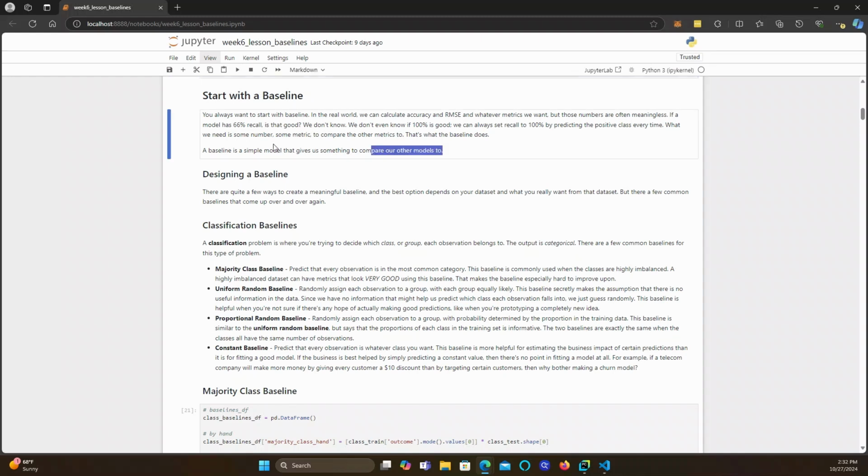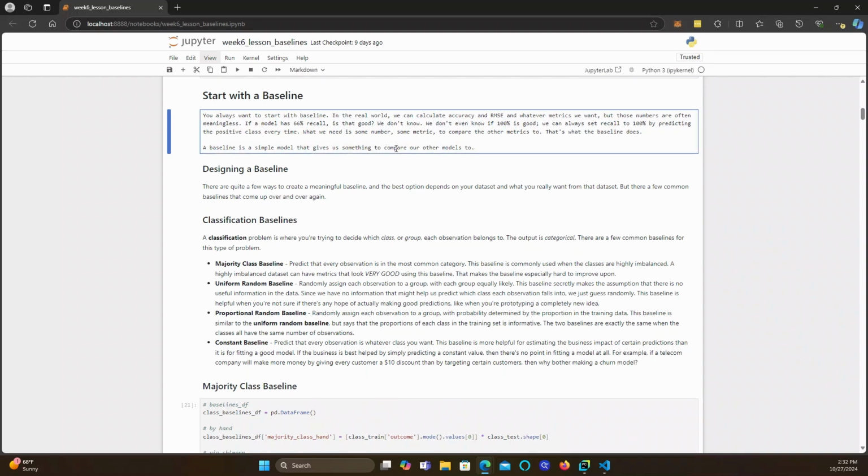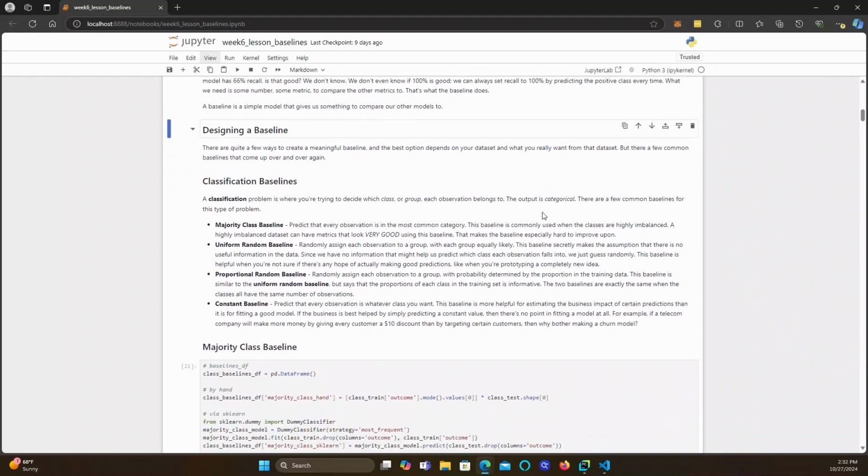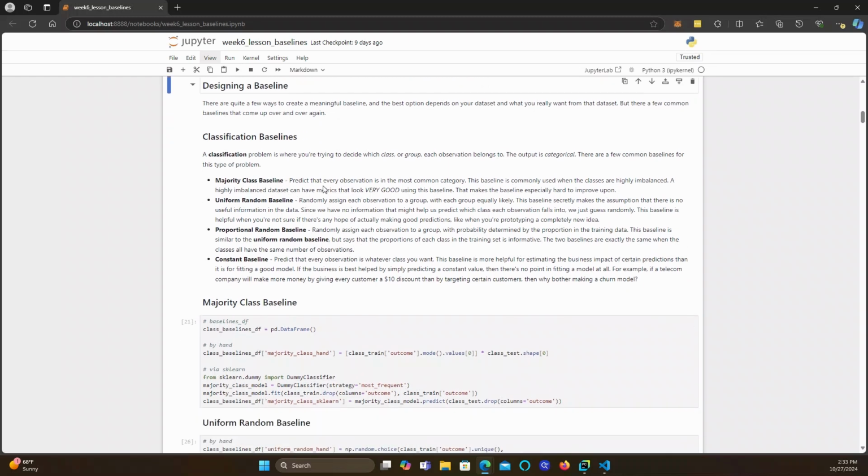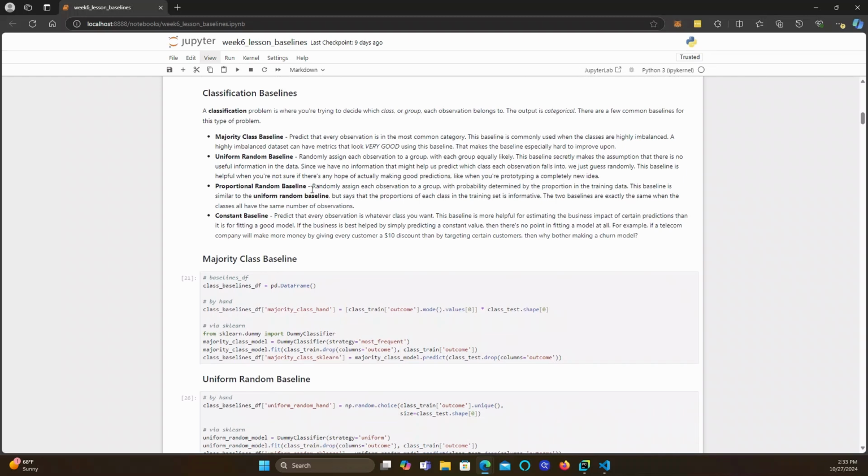A baseline is a simple model that gives us something to compare our other models to. There are quite a few ways to design baselines, and the best option usually depends on a whole bunch of different things, like what is your goal, what kind of problem is this, and different things about your data set. So we're going to split it into classification and regression, and we're going to look at a few common baselines. The classification problem, right, is where you're trying to decide which class or group each observation belongs to, and the output is categorical. Okay, people either have diabetes or they don't.